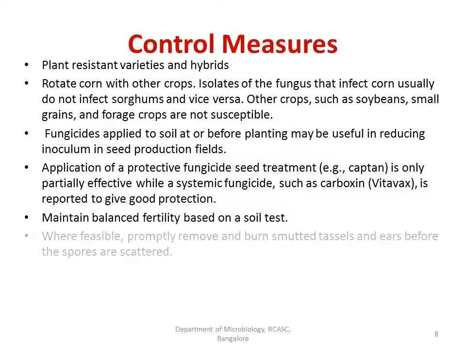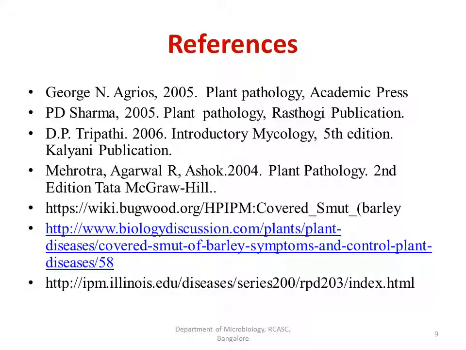Maintain proper fertility of the soil, remove the infected parts of the plant, and they can be burnt into ashes. That is, maintaining proper sanitary measures in the field. You can remove the infected plants, especially the inflorescence or the tassels or the ears which have been infected, before the spores are scattered. Before that point of time, the entire plant can be removed and burnt into ashes. And these are some of the references.